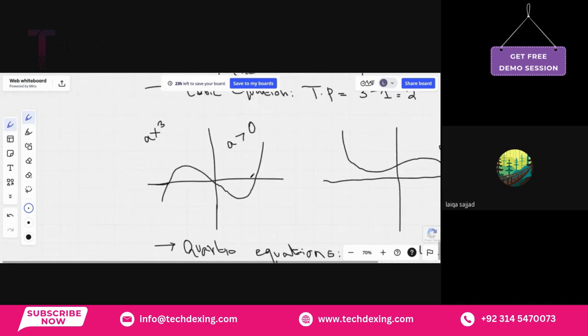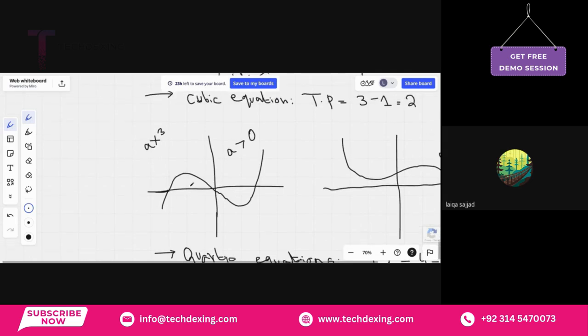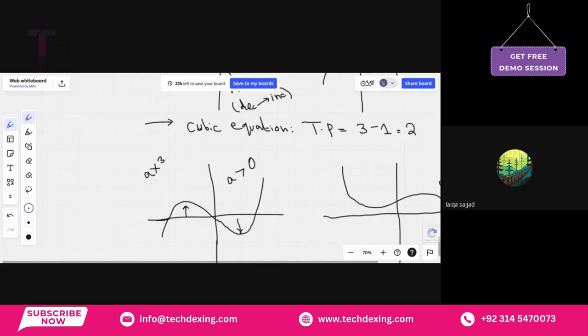Over here, you can see we have two turning points, because we know in a cubic equation we have two turning points. Which of these is the maximum and which is the minimum? The maximum is the one on the left, and the minimum is the one on the right. Yes, very good. This is the maximum, and this is the minimum point.